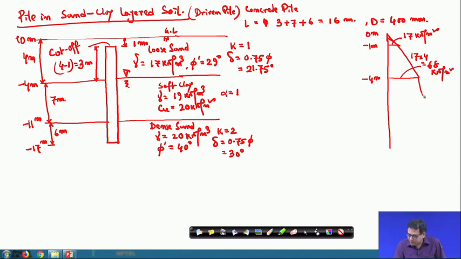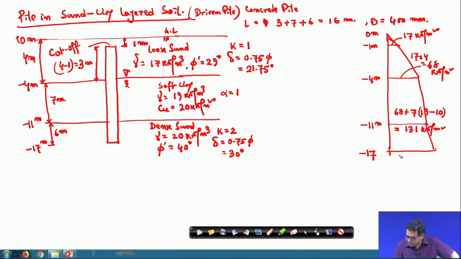Then this will change and the distribution goes up to minus 11 meter, and this value is 68 plus 7 into 19 minus 10, which is equal to 131 kilonewton per meter square. Then it will go up to the base of the pile, that is minus 17 meter. At minus 17 meter this value is 131 plus 6 meter into unit weight 20 for saturated, and effective is minus 10, and that will be equal to 191 kilonewton per meter square. Okay. So, first I will calculate the tip resistance, then I will calculate the friction resistance.